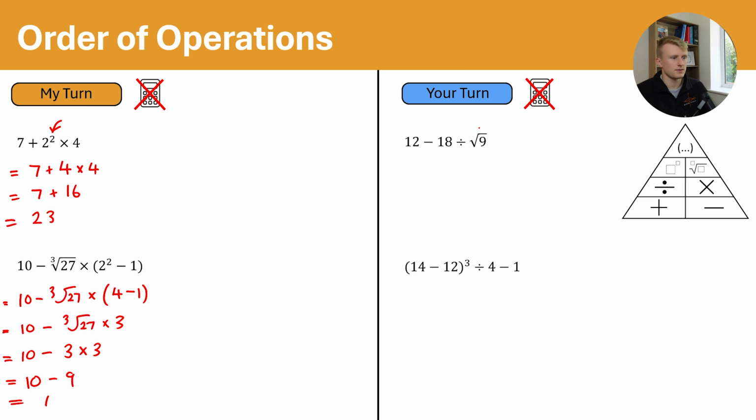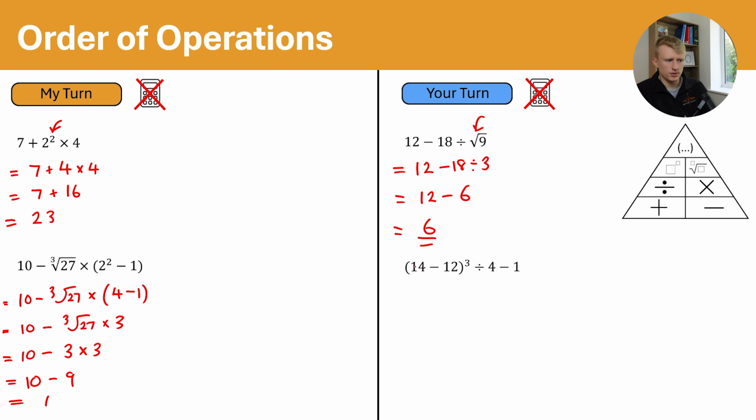12 subtract 18 divided by the square root of 9. I have indices, division, and subtraction. I need to do my indices first. I'll rewrite everything else just to make sure I do it right. When we're doing the square root of 9, we want to think what multiplied by itself gives me 9, and the answer is 3. So the square root of 9 is 3. I will then do my division, so I'll do 18 divided by 3 to give me 6. And then I'll do 12 subtract 6 to give me 6.